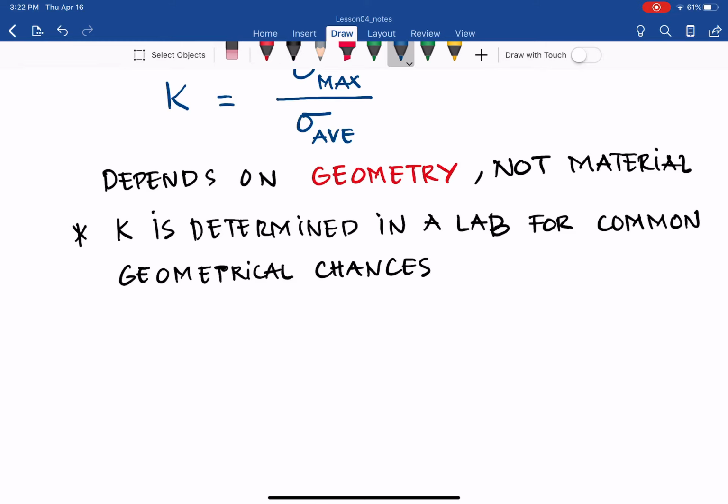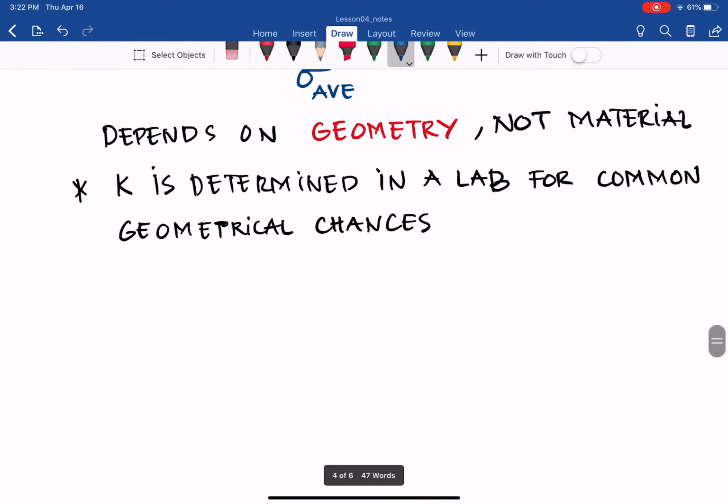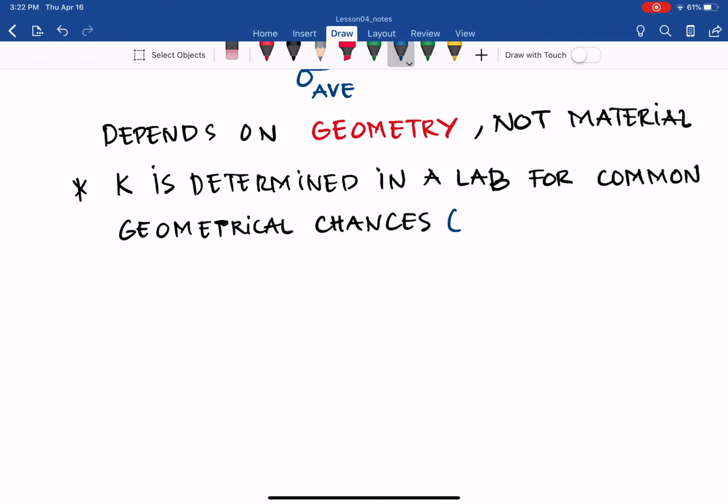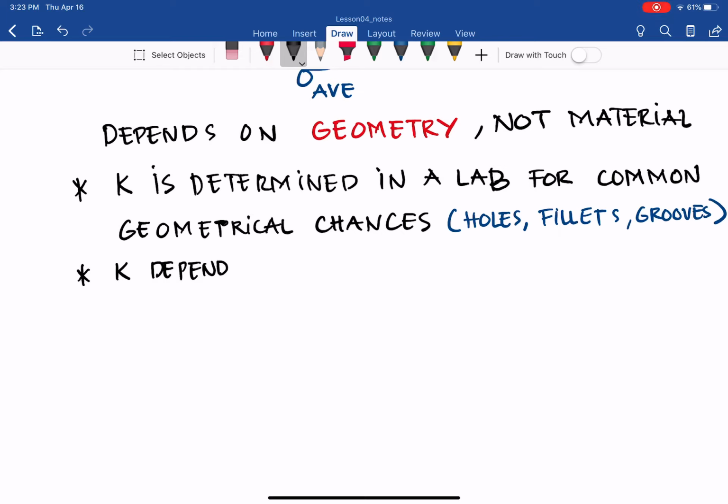for example, what are the geometry changes that we want to look at here? It will be a hole, or a fillet, or a groove. So those are the geometrical changes that we want to test in the lab to find out K. And K also depends on the type of load, not material. K depends on type of load.